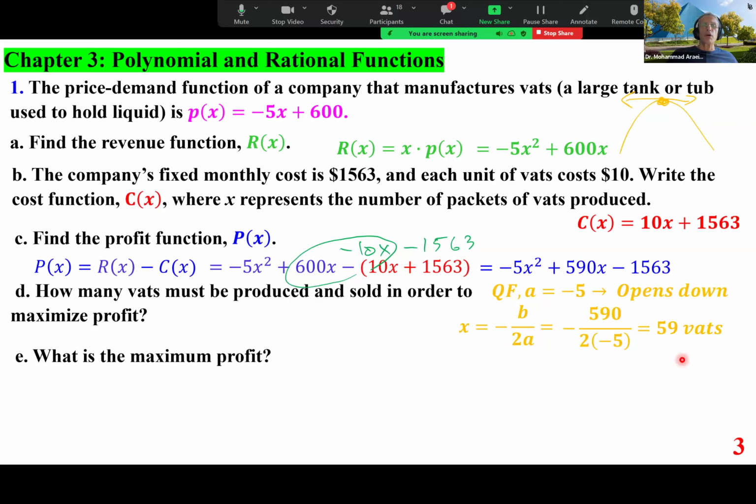What is the maximum profit? So basically plug in. Remember, we want in essence the y coordinate of the vertex. So plug into the profit function and use a calculator, evaluate it, and you get $15,842. That's the maximum profit.